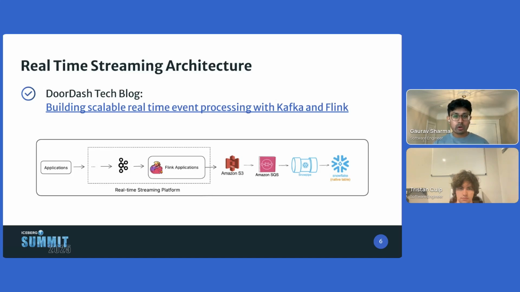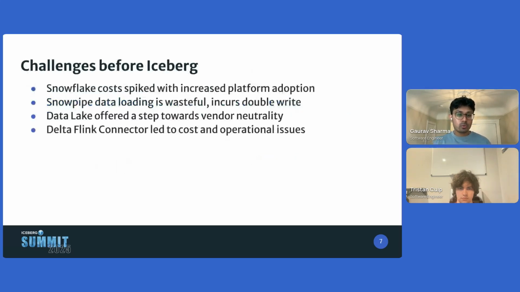And this had been our working architecture since the inception of the real-time streaming platform. So what are some issues and challenges with this? The main issue here is our Snowflake costs spiked with increased platform adoption. I'd mentioned that our peak traffic right now is over 30 million messages per second, right?